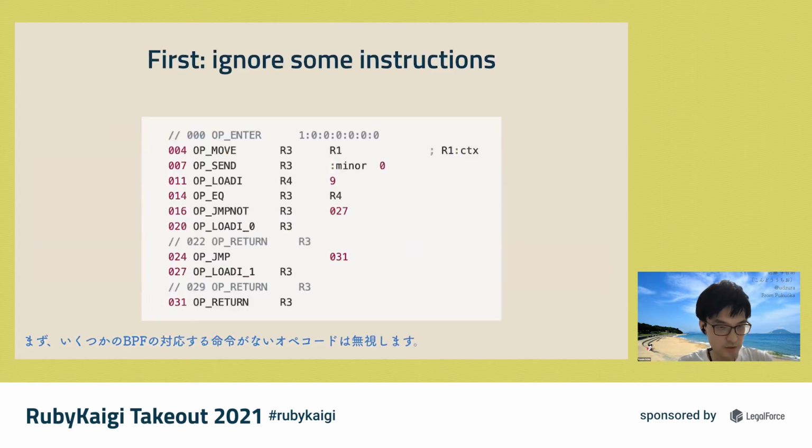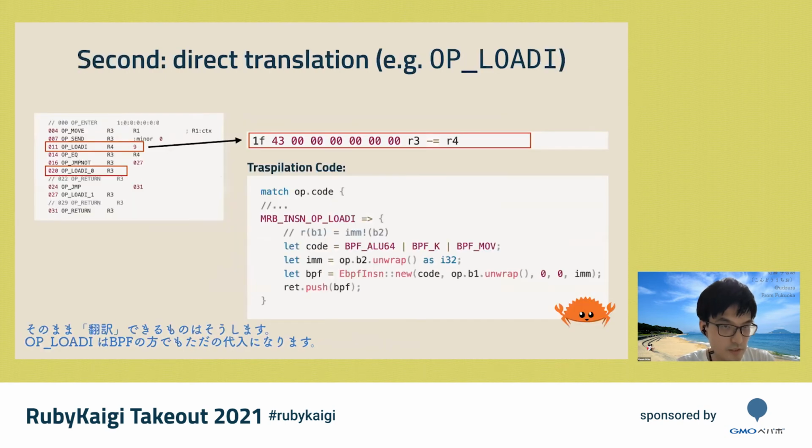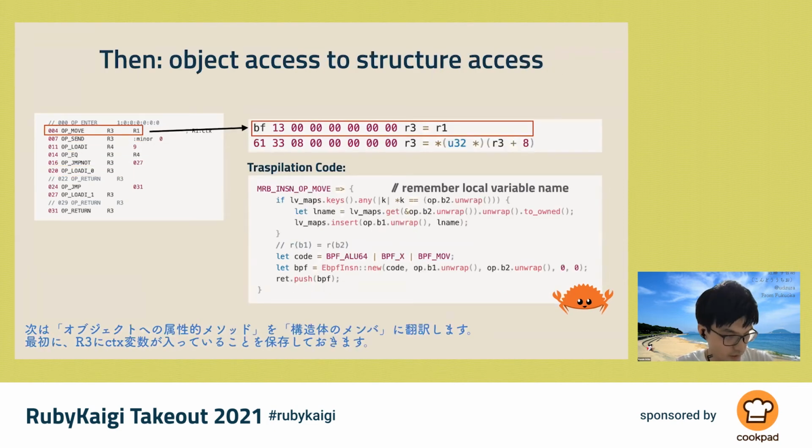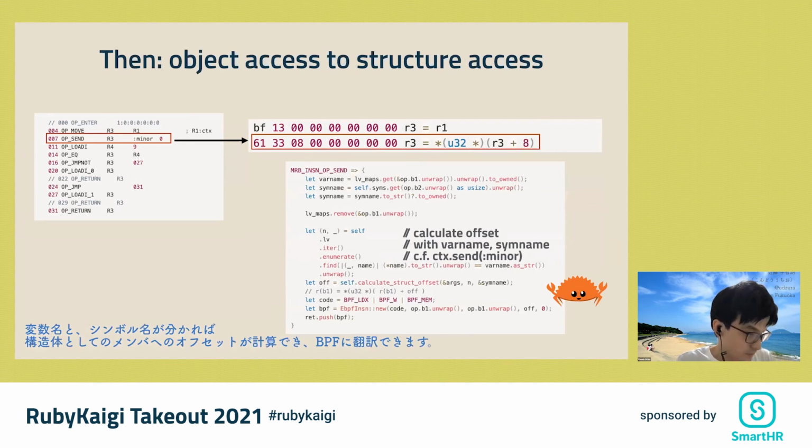So first, let's ignore some instructions on the MRuby side that are not needed. Instructions like OP_LOADI can be converted directly into counterpart BPF instructions, as you can see in the slide. To change an attributive method call to an object in MRuby to access to a member of a structure in BPF, we use a combination of OP_MOVE and OP_SEND. Now showing the OP_MOVE conversion rule. In processing OP_SEND, the offset can be calculated from the receiver's variable name and the called method name. And the offset information is necessary to use the structure members in BPF.